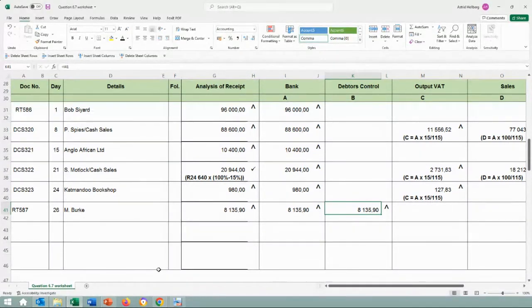I saw a lot of you in the assignment assign output VAT to this amount. There should be no output VAT, and it should not go to sales. It goes to debtors control when a debtor makes a payment to us. Okay, and the full amount goes to debtors control. Does that make sense to you guys? Okay.